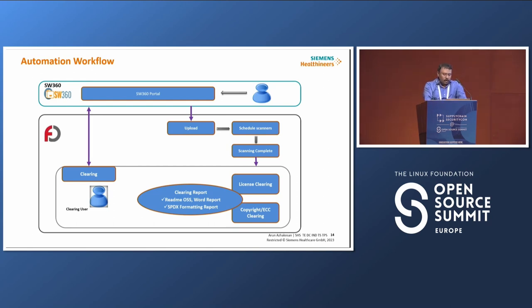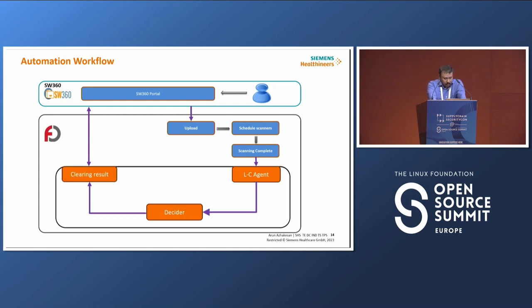So to bring more automation to this space, we are also working with something we call a license compatibility agent that will help you check the license compatibility in Fossology. Once the license compatibility agent checks the compatibility of the licenses, then the decider agent helps you identify those licenses that are compatible, and then the clearing result is automatically generated and uploaded to SW360.